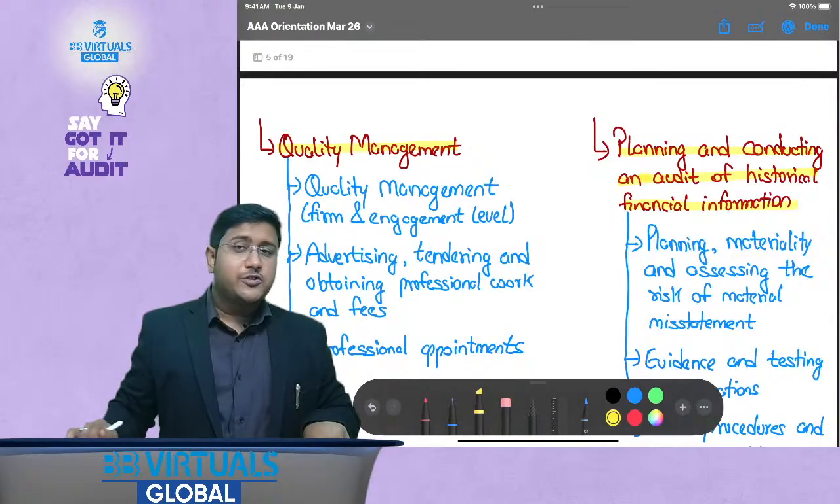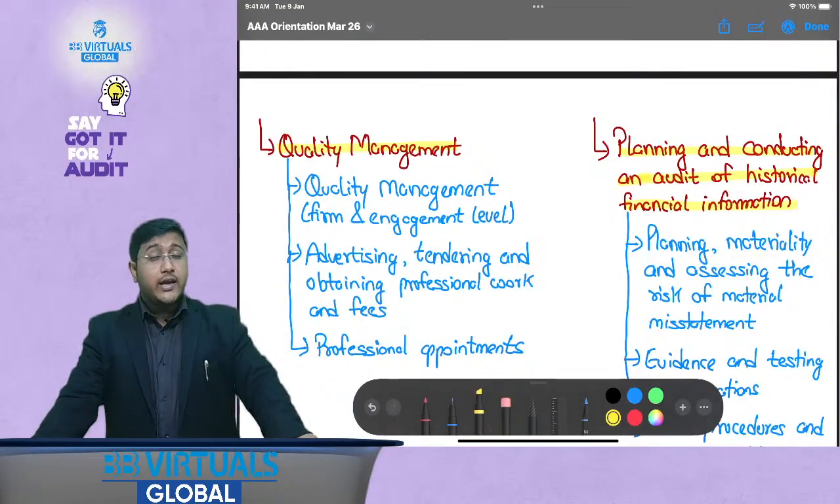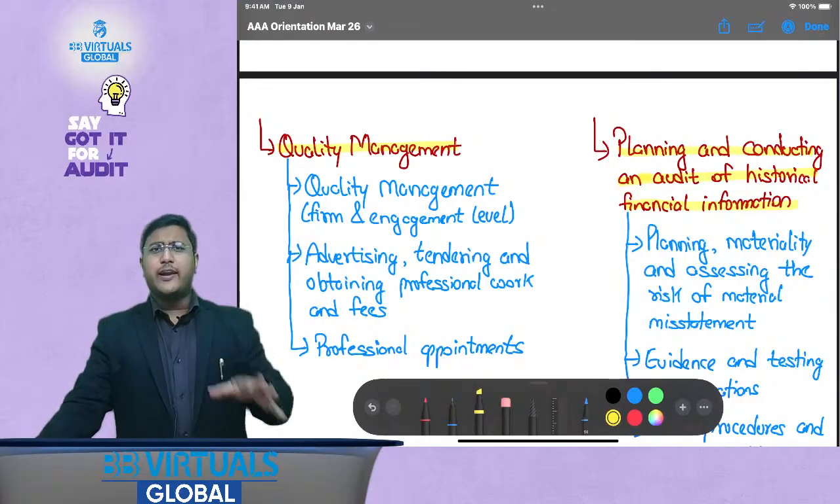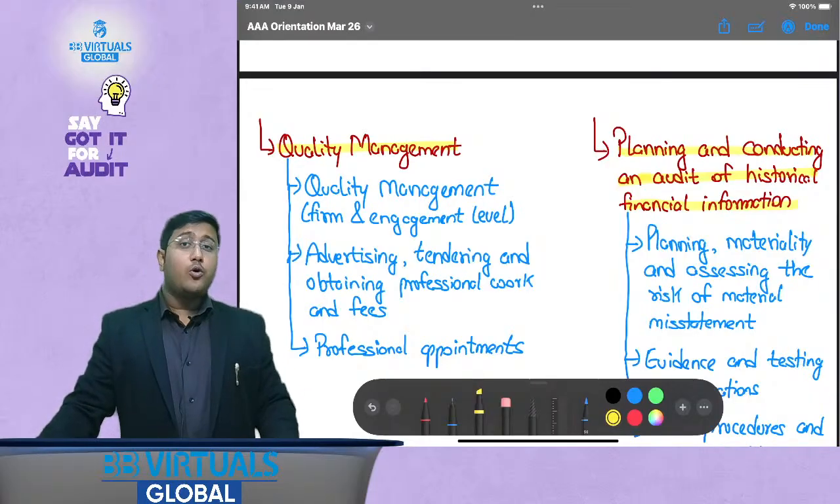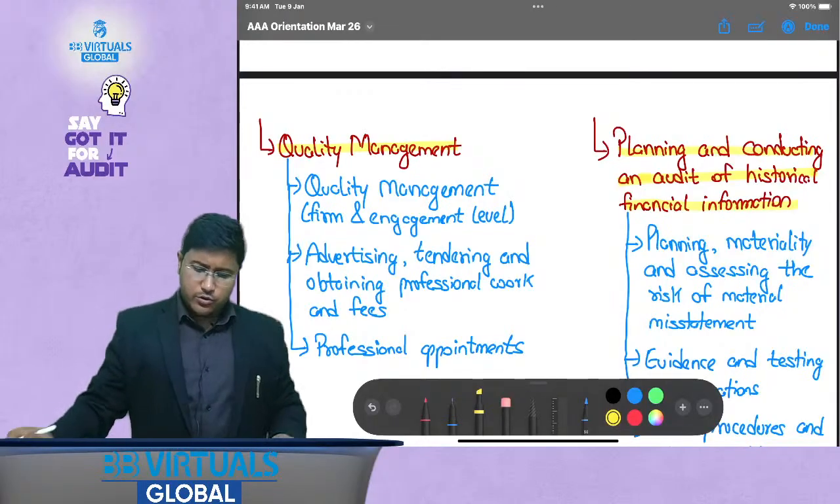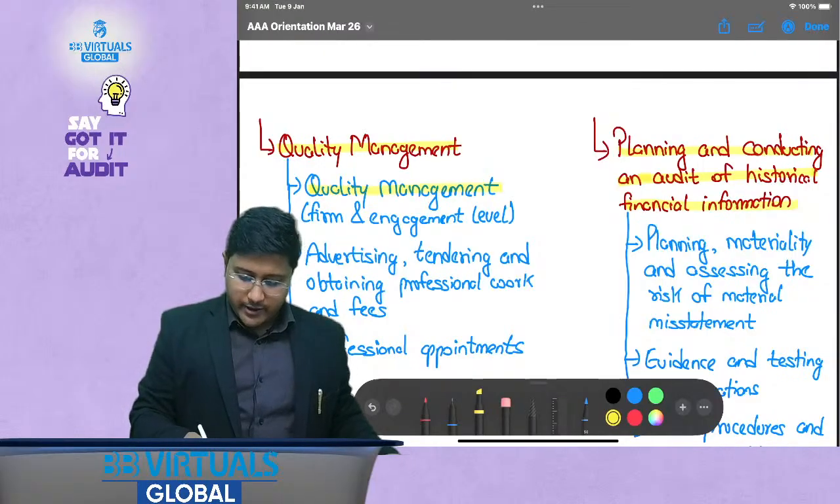Then in quality management, we discuss ISA 220, ISQM 1, ISQM 2, where we talk about quality management. That is how a particular firm, and how a particular engagement, that is the audit assignment, should maintain quality. So we are going to discuss all of that.